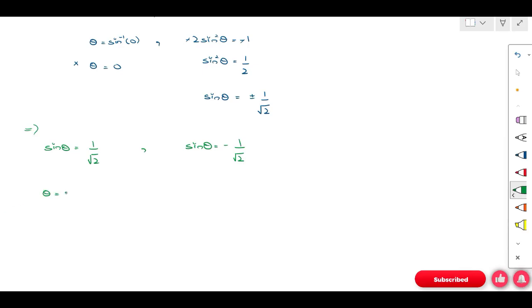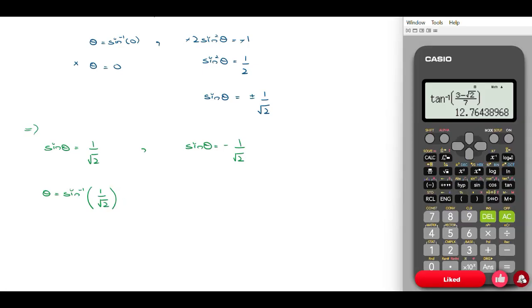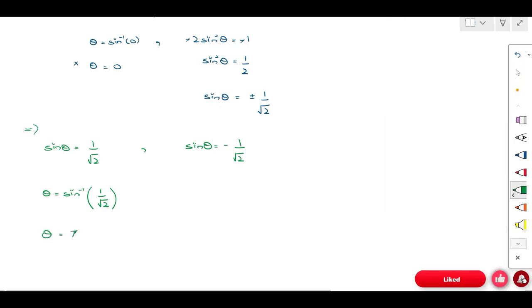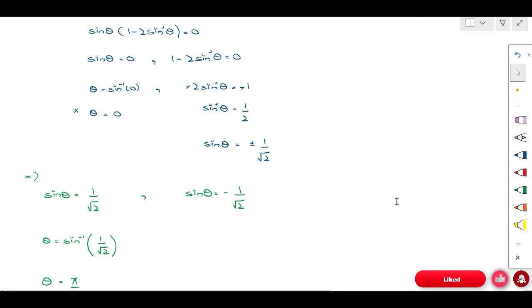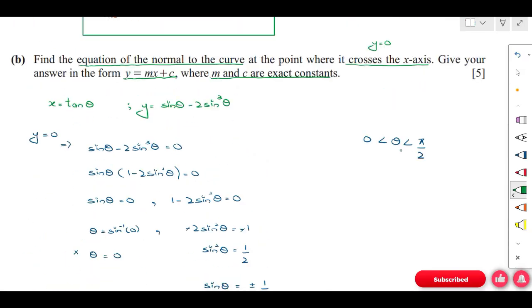So here theta value is sine inverse of 1 over root 2. Theta is in radians, right? The calculator must be in radian mode. My calculator is in degree; now it is in radian mode. Let's find sine inverse of 1 divided by square root of 2: pi by 4. So this theta value is pi by 4, and this is in the range from 0 to pi by 2. Pi by 4 lies in 0 to pi by 2, right?